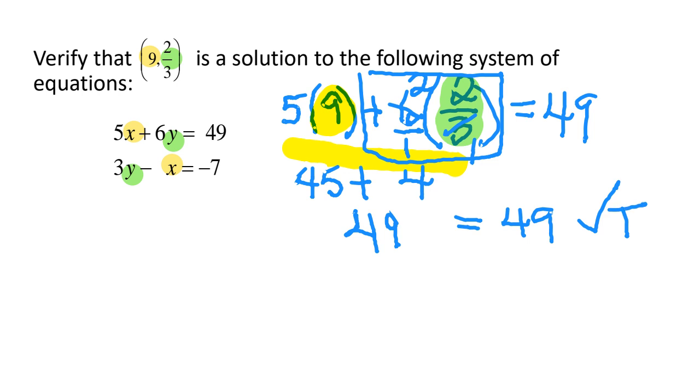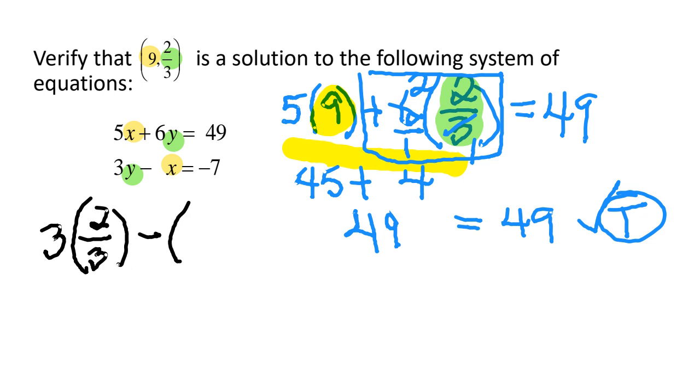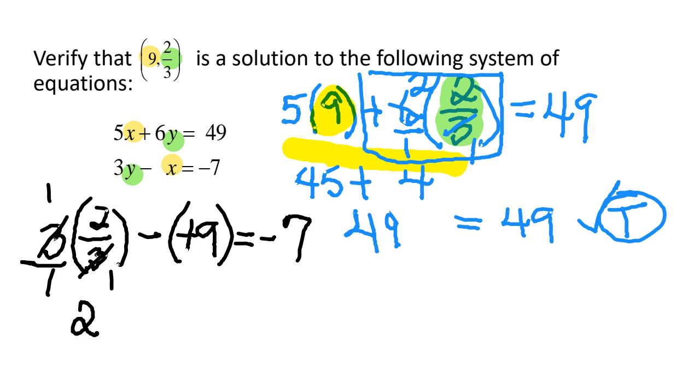But notice I have a second equation. That means I'm going to take this 3, but I'm going to put 2/3 here because that's my y, minus a positive 9 is equal to -7. Well, when I cross cancel, these 3's are going to leave me with 2 minus 9 equals -7. This is true.